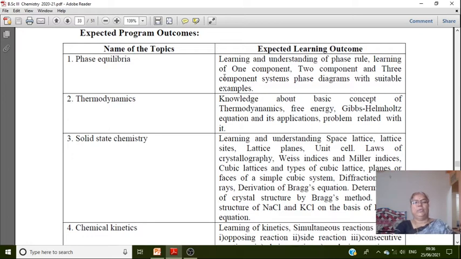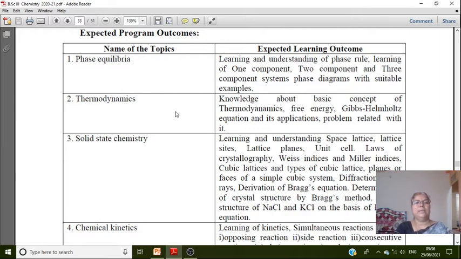Here you have learned the first unit, that is the phase equilibria, and in that chapter you have studied the phase rule, one component system, two component system, three component system, various phase diagrams with suitable example.